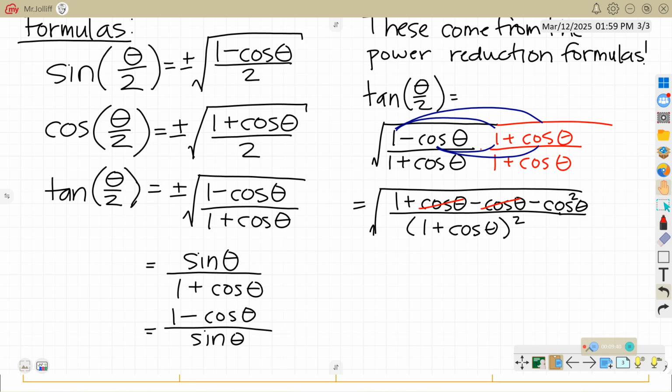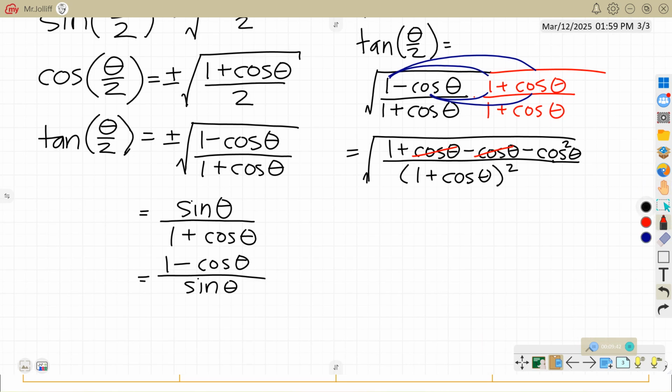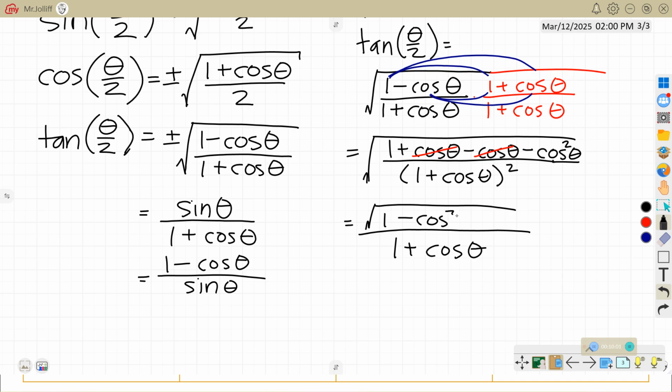So let's rewrite so it looks a little less scary. The bottom I can take out of the square root. The square root of the square is just this. Bottom's already happy. The top, underneath the square root, I have a 1 minus cos squared theta.